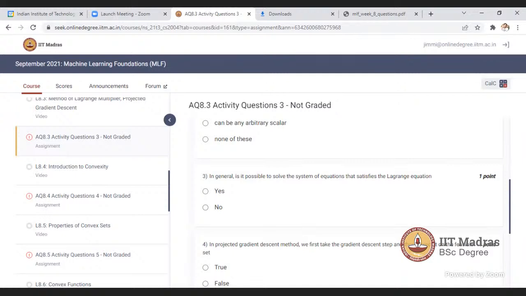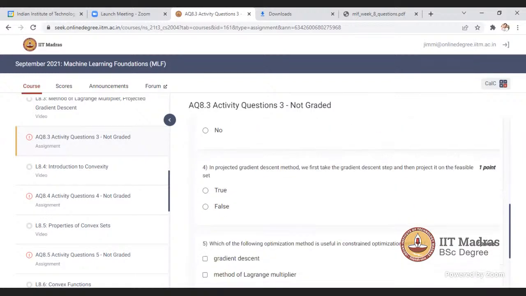Okay, so that's why this gradient descent, projected gradient descent algorithm came into the picture. Nothing fancy is there. So the fourth question is, in projected gradient descent method, we first take the gradient descent step and then project it onto the feasible set. Yeah, that is true. That is what we do in projected gradient descent. And in normal gradient descent, we just do the iteration like that. So this one is also true.